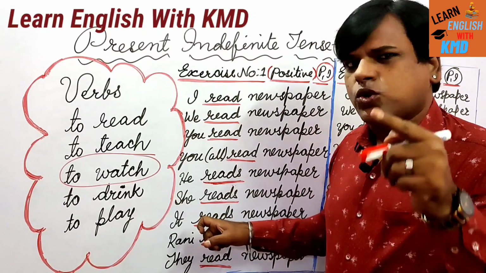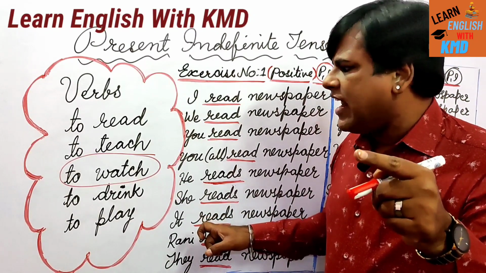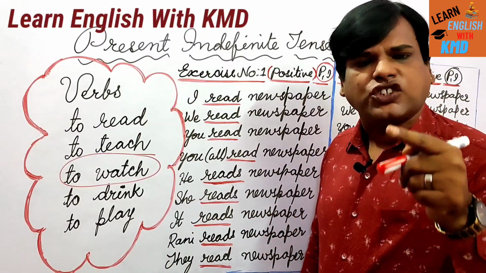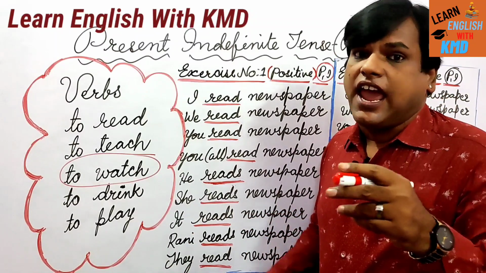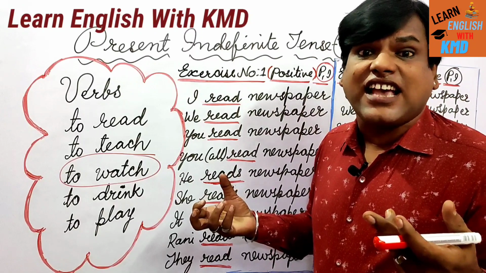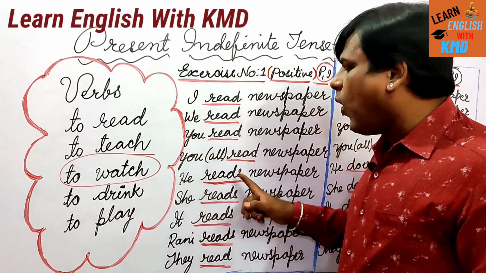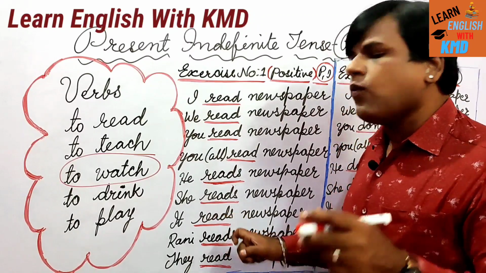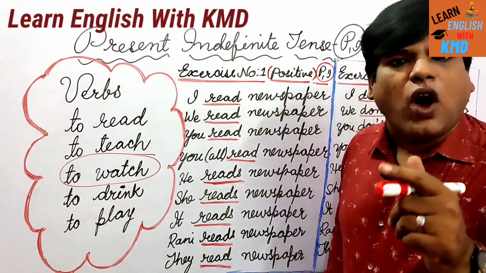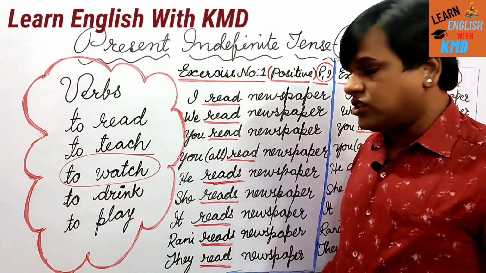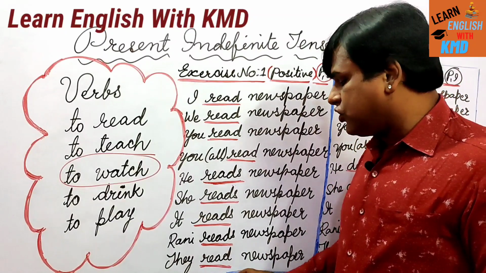Don't forget to add s or es after the word watch. Now, what exactly is the spelling of watch? W-A-T-C-H, and you are supposed to add es after watch. And what does it become? It becomes watches. He watches television. She watches television. It watches television. Ronnie watches television. Raju watches television.